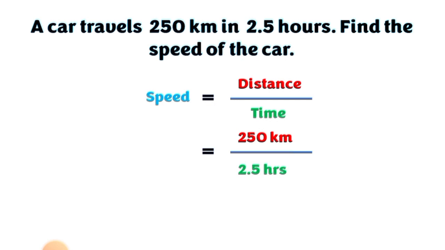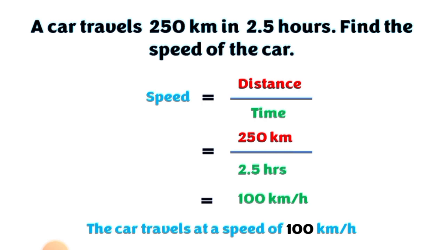Now let us solve. 250 divided by 2.5 is equal to 100 km per hour. Therefore, the car travels at a speed of 100 km per hour.